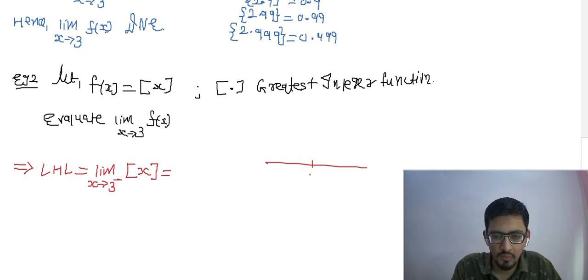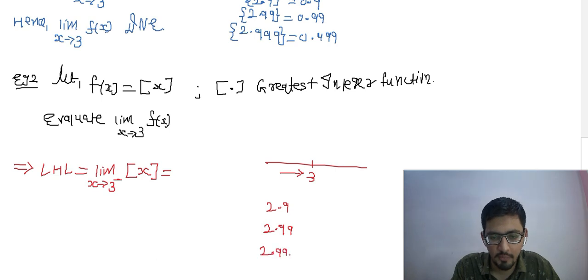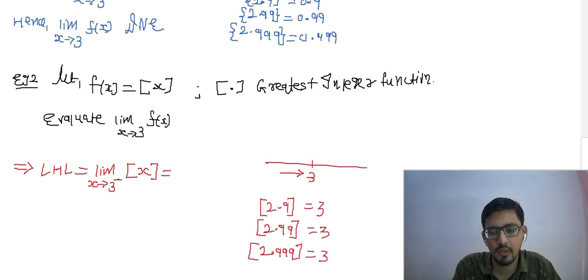Now here 3 is there. If x is approaching 3 from the left side, for example 2.9, 2.99, 2.999. So what is the greatest integer function of 2.9? You will get 2. What is the greatest integer function of 2.99? You will get again 2. What is the greatest integer function of 2.999? Again you will get 2.